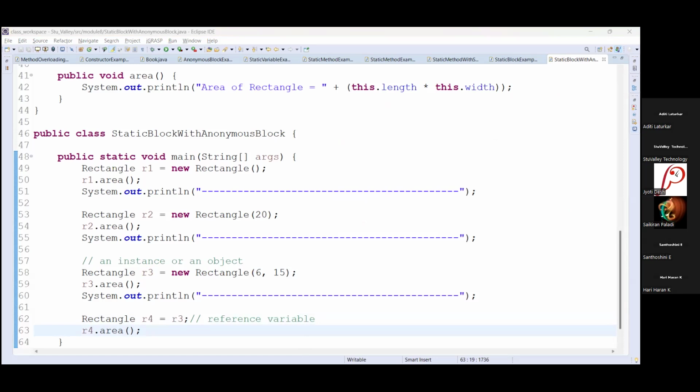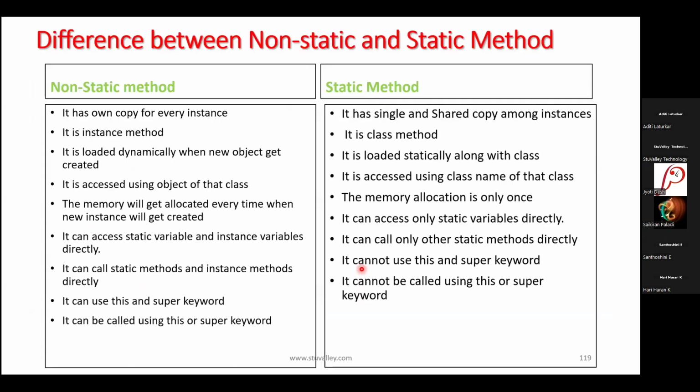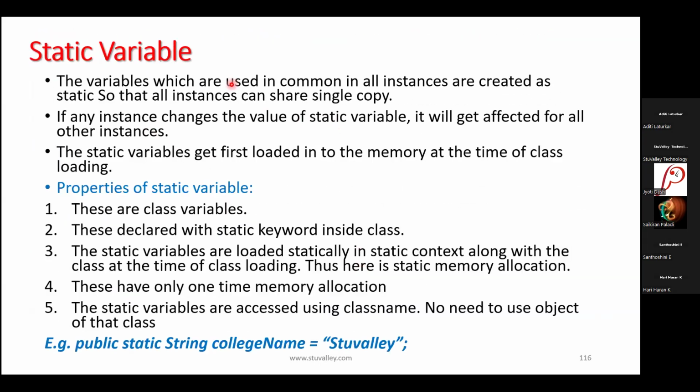Any doubts? So we'll quickly revise all the static details. First, we have seen the static variable. All the static variables and methods are shared resources. All these are shared among all the instances. The memory allocation will be only once. It shares a single copy.